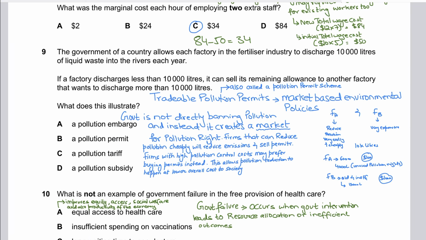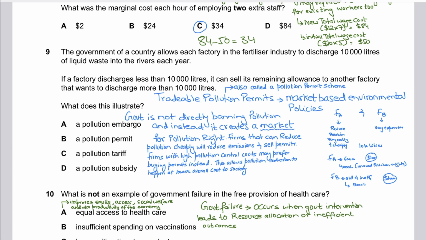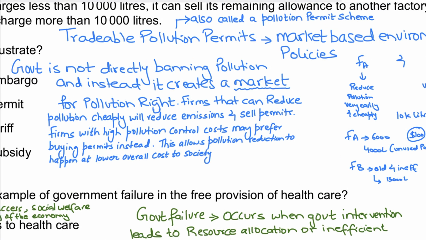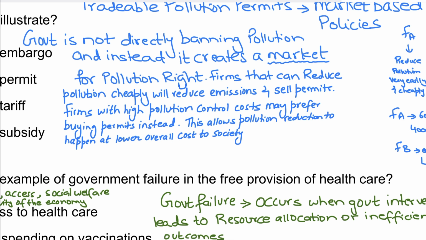Now the question says, what does this illustrate? It illustrates a pollution permit system. So this was pretty obvious from the MCQ. I didn't really have to go into all these details, but usually students aren't really aware of these concepts. In fact, sometimes they even test you, why is it market-based? They could give you an MCQ where one of the options for tradable pollution permits is that it allows pollution control or reduction to happen at a lower overall cost to society. That would be the right answer if they were asking you what is true about tradable pollution permits, right?